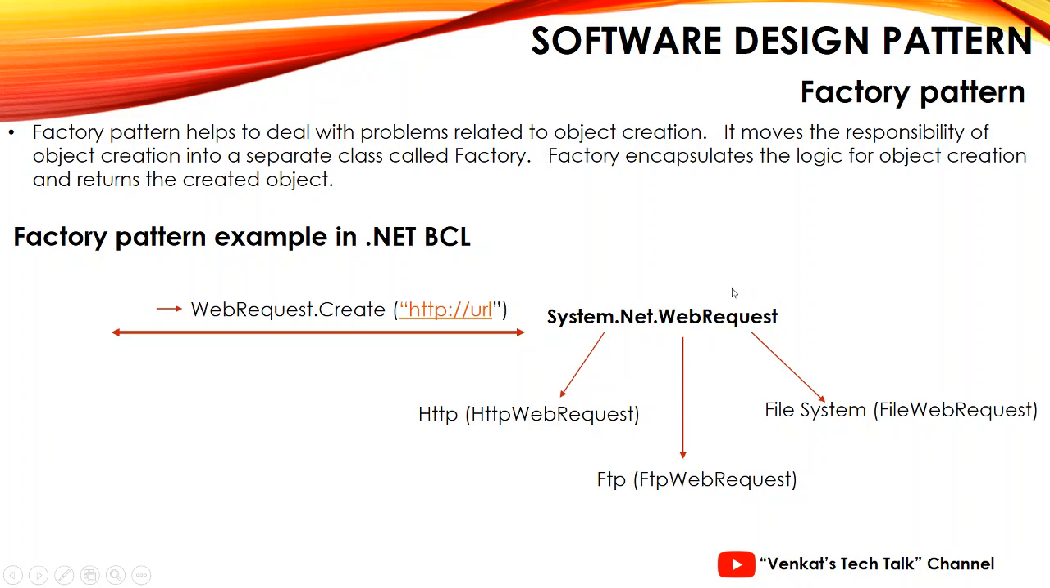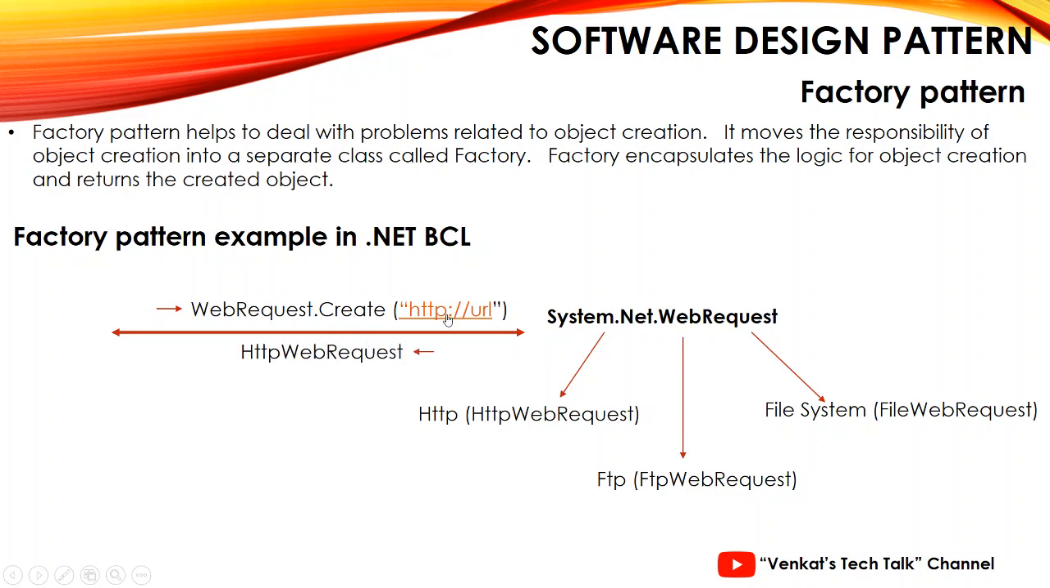So it just returns the type of System.Net.WebRequest, but the implementation of any of these types will be returned. When we call a Create method, based on the resource we supply, for example an HTTP URL or an FTP URL, System.Net.WebRequest constructs the required object for that particular requested resource and provides the object back to the caller.